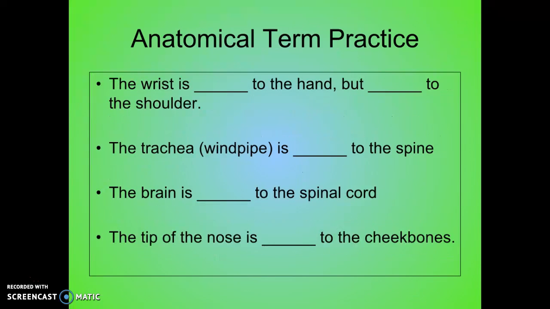So this is some practice. You should pause the video and see if you can use these words to fill in these blanks, and then I will go over them. Starting up at the top, the wrist is proximal to the hand, but distal to the shoulder. The trachea is anterior to the spine, meaning closer to the facial side. The brain is superior, or on top of the spinal cord, and the tip of the nose is medial, or closer to the midline than the cheekbones.